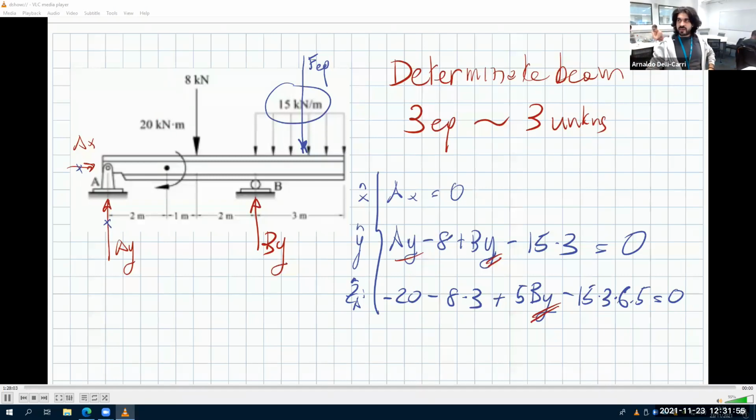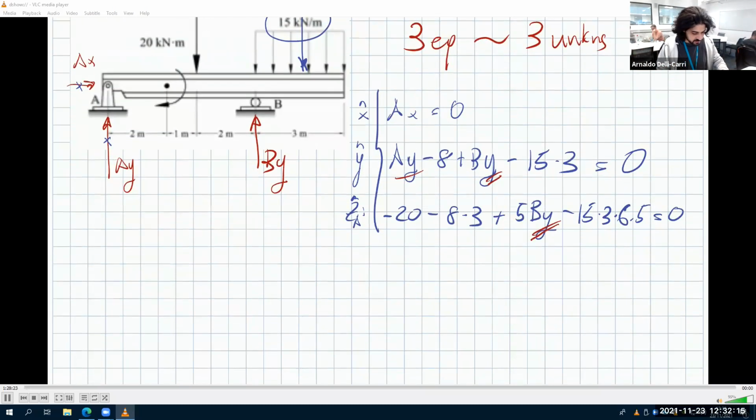And since it's 20 kilonewton, since it's clockwise, it's negative 20. Okay. Yeah, it's applied here, but it doesn't matter. It's already kilonewton meters. That's it. It creates a global rotation of the entire beam.